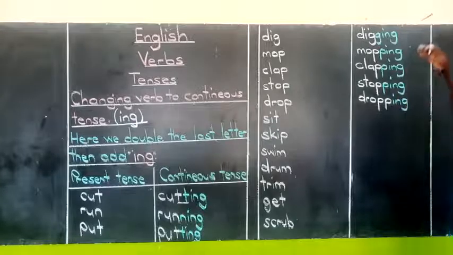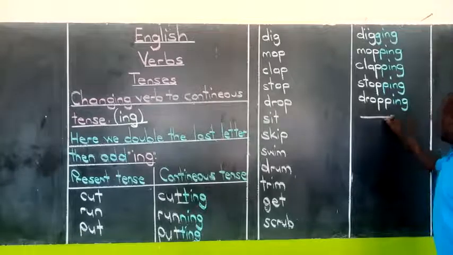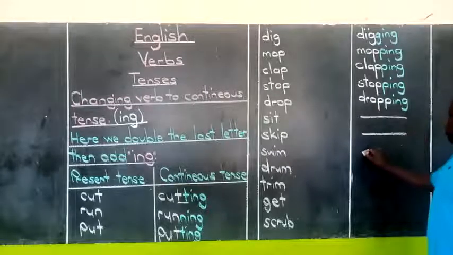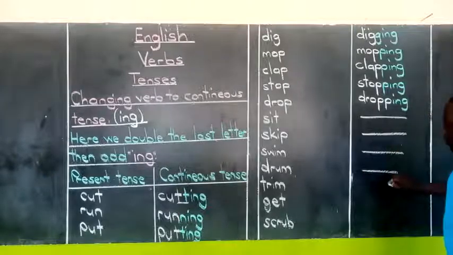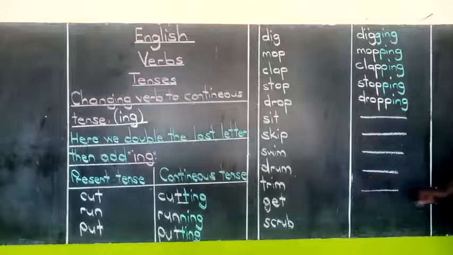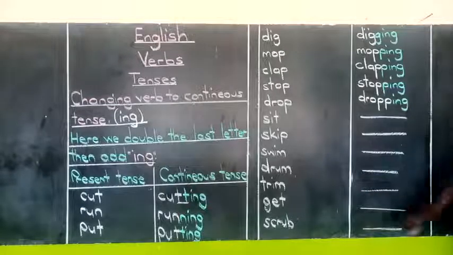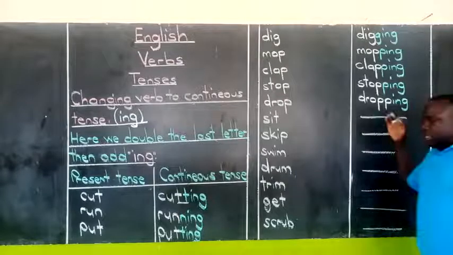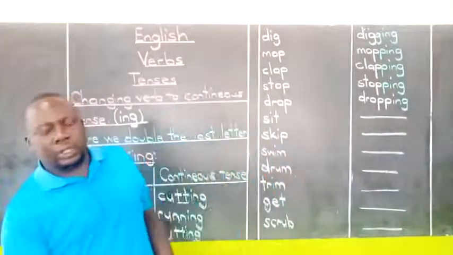So it continues like that. Sit. We shall have sitting. Skip. Skipping. Swim. Swimming. Drum. Drumming. Trim. Trimming. Get. Getting. Scrub. Scrubbing. That is how we are supposed to change them to continuous tense.